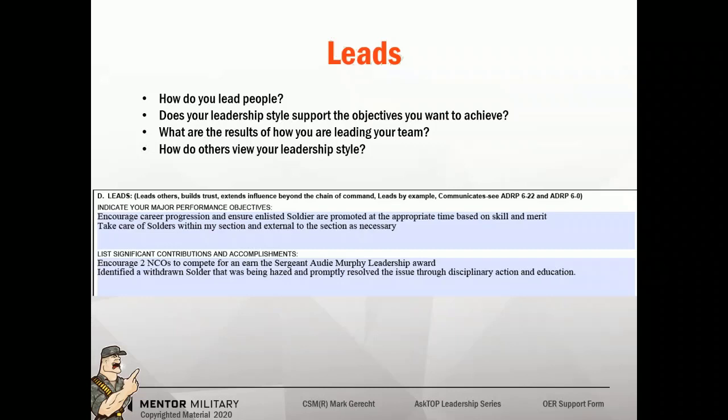Take care of soldiers within my section and external to the section as necessary. Identified a withdrawn soldier that was being hazed and promptly resolved the issue through disciplinary action and education.